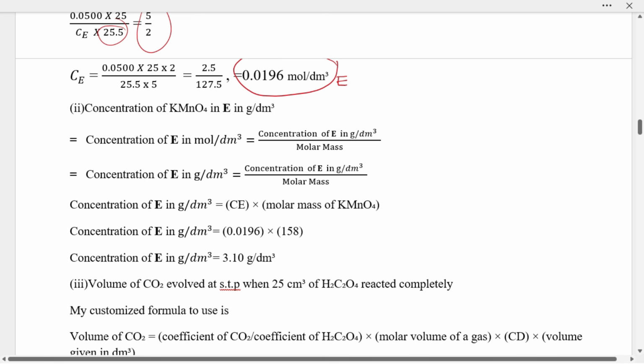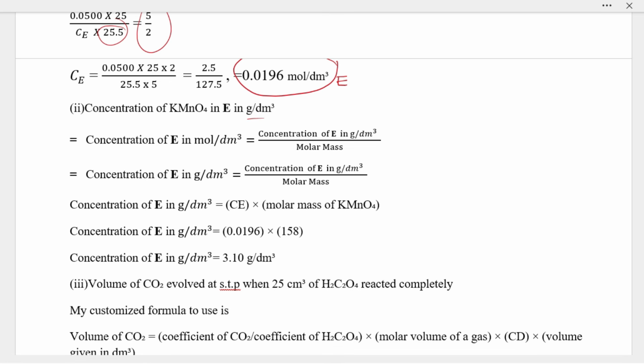All right, now we are to calculate the concentration of E in gram per dm³. This formula is very common: concentration of E in mol per dm³ equals concentration of E in gram per dm³ over molar mass. Our molar mass is already calculated to be 158. Multiplied by our concentration, it will give us 3.10 gram of E.